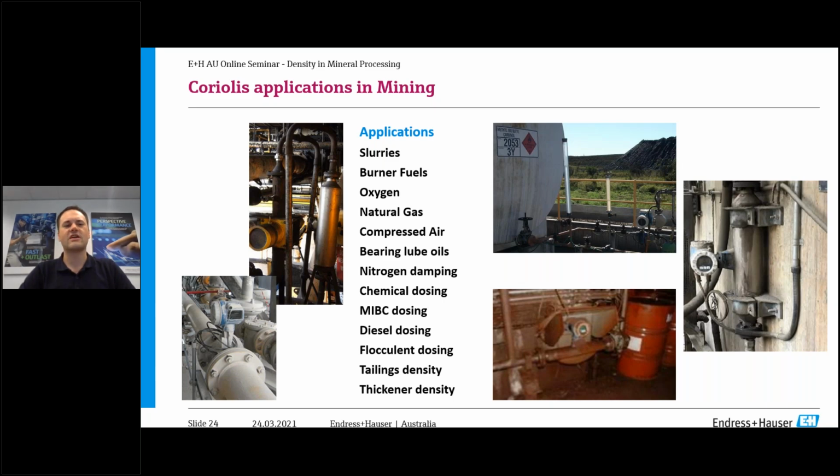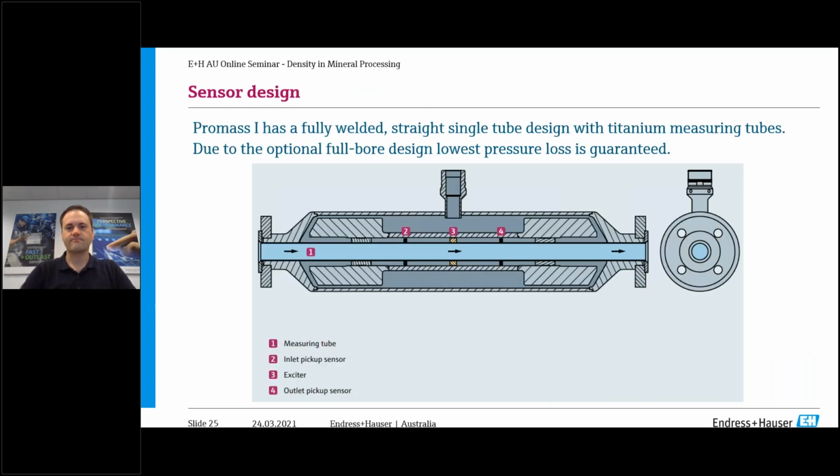So it's a good indication of the quality of the lube oil in the mill. And then you've got another example of a slurry measurement on that top left-hand side there. And I'll show you shortly about that example. But the Coriolis meter I just want to describe to you today that is best suited for slurry applications is called the Promass I. The reason why is because it has a single straight tube design with titanium measuring tubes, and it's quite good for slurries.